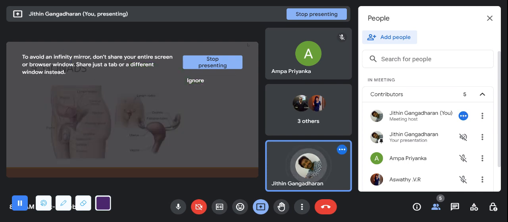Now, gonads. We have male gonads as well as female gonads. The gonads are the testis in males, whereas the ovary in case of females. The testis produces testosterone and the ovary produces estrogen, right? So those are the hormones produced by your gonads.